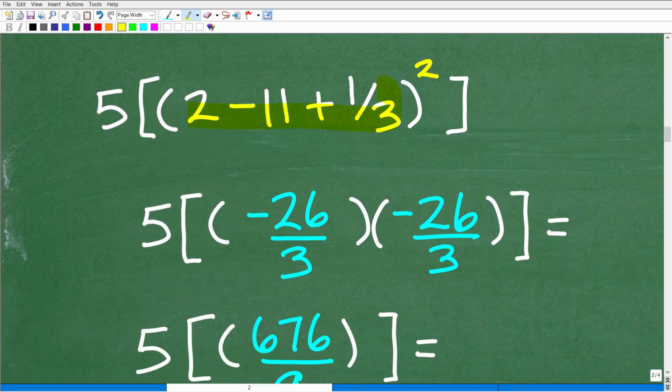And we just did this math right here, and the answer is -26 over 3. And we're squaring it, meaning we're going to take that and multiply it by itself. So that's -26 over 3 times -26 over 3.